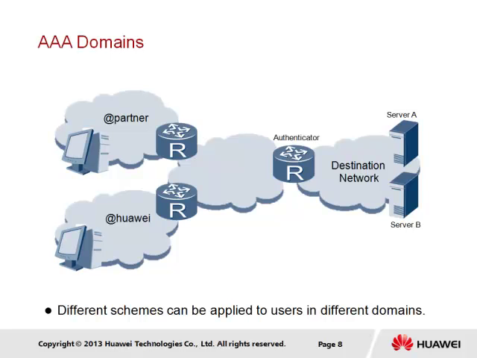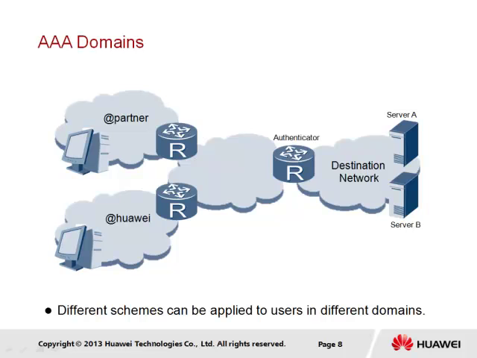given domain. The domain itself is identified through a character, which is commonly represented by the alias character. However, other characters can also be used to distinguish the domain name from the individual username. We show here two domains in the form of the Huawei domain and the partner domain. As the authenticator, the network access server will be responsible for authenticating user access and authorizing users based on the domain to which the users belong.